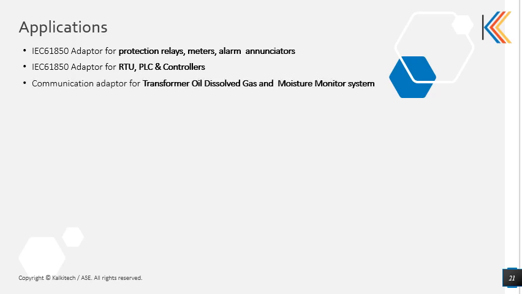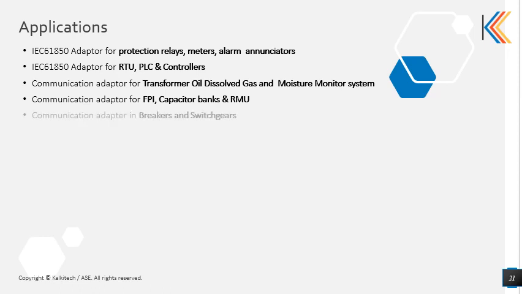Then a communication adapter for transformer oil, dissolved gas and moisture monitoring systems. So for transformer monitoring systems, the plug-in cards update them to the latest protocol. That is one of the key application areas where we use the OEM board for migration. Then a communication adapter for fault passage indicators, capacitor banks and RMUs is another key area where this is used.